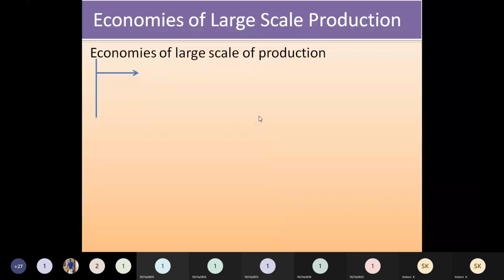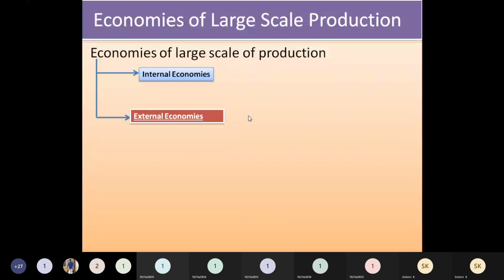Internal means these advantages appear within the company. So within the company, if any advantages are there due to usage of the inputs, etc., that comes under internal economies. External economies are going to be outside the company. Some advantages you are going to acquire from the society, from the public. So that comes under external economies.